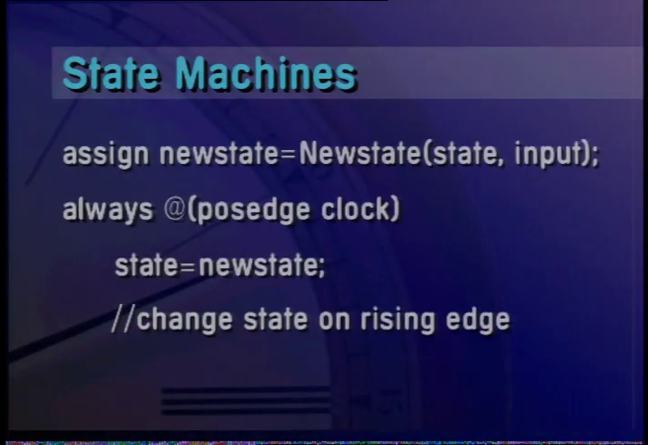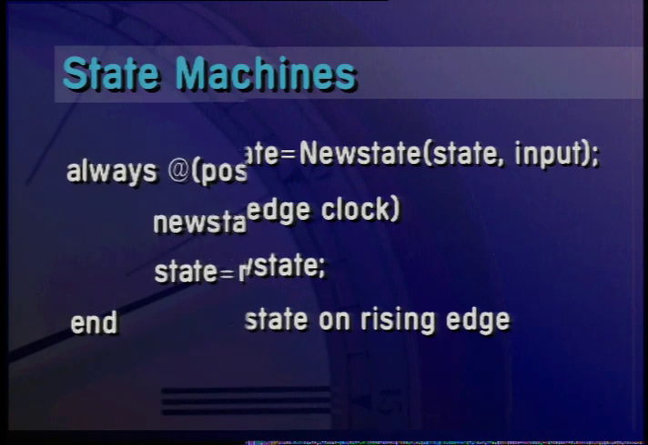Synthesizable code is full of state machines, especially in synchronous designs. Synthesizers deal with state machines in stylized ways, and there are more and less efficient ways of doing them. Here we see a simple way of coding a state machine. The continuous assignment evaluates the new state function every time the input changes, and the new state value is sampled on the rising clock edge. The new state function may be evaluated more than once in a cycle.